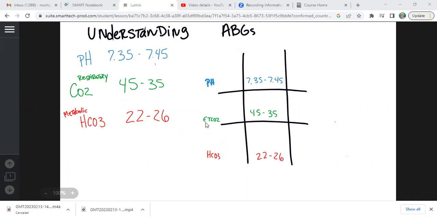These are the numbers you have to have committed to memory. These are very easy, right? 7.35, 7.45, 45, 35, those numbers are there. This one's a new number, and I understand you don't know it, it's okay. 22, 26. Whenever you're given an ABG from the staff, they're usually on a ventilator and they're checking their vent settings. Whenever they get an ABG reading, it looks like a receipt from the grocery store.